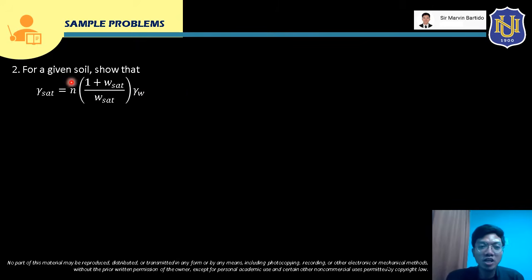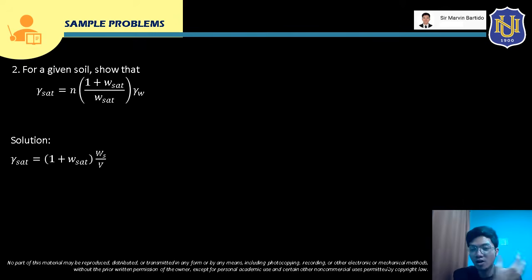So here class, we are going to prove here that gamma sat is really equal to this. So, this is just the same as our sample problem number 1. So we are proving relationships here. Okay, so in this case class, again you have option kung ito ba yung gagalawin mo or ito. So mas maganda kung ito na lang galawin natin class, yung gamma sat. Okay, so yung gamma sat class, we already derived this kanina from sample problem number 1.